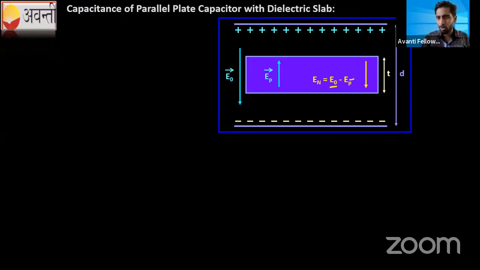Suppose these are the two plates, and the distance between them is D. Whatever slab we are inserting in between the two plates, its thickness is T. Then, one by one, we will calculate the potential value in between these two. The formula for potential was E into D, right? E into D. I agree with this. Right, what I'm saying?